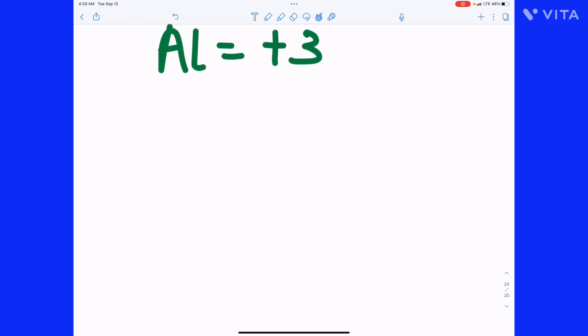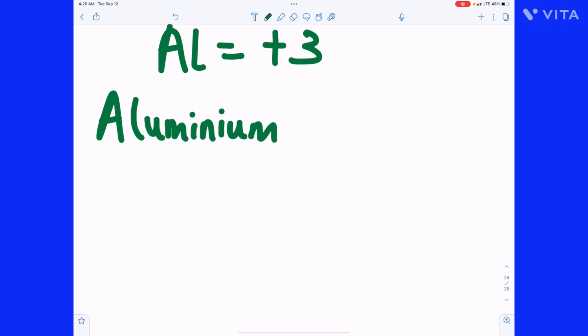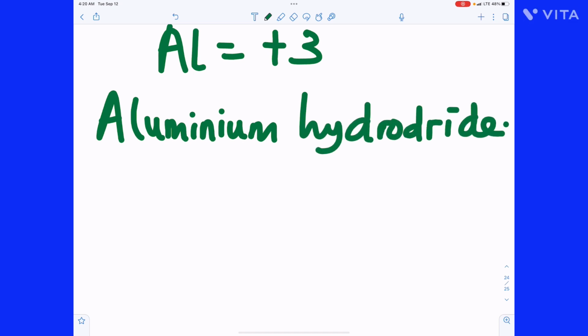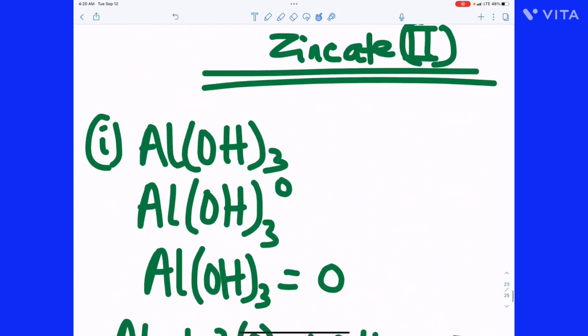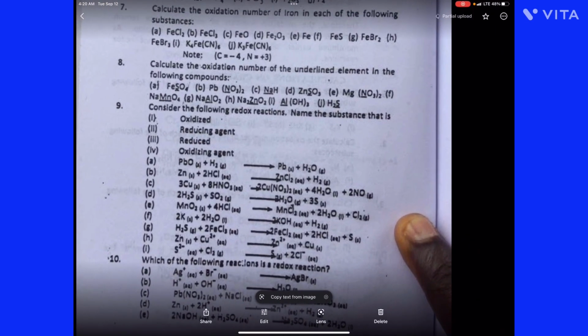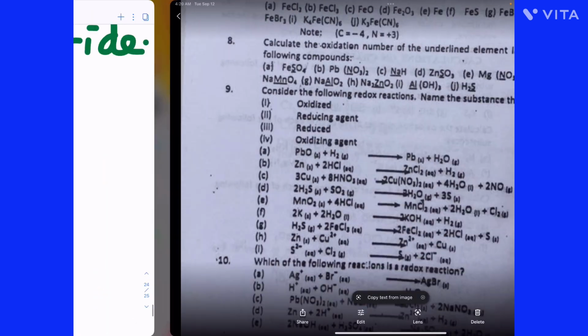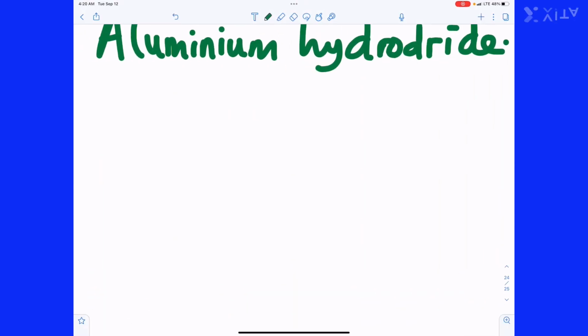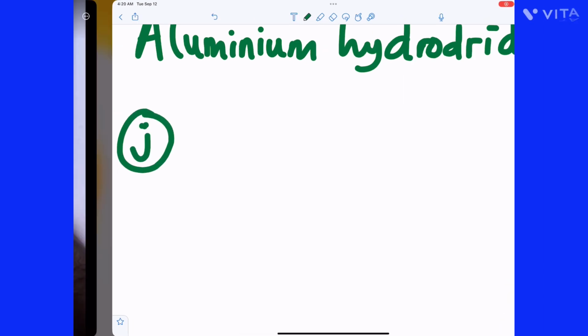We call this compound aluminium hydroxide. We don't put the 3. We simply call the compound aluminium hydroxide. That was question 8I. Let's now do question 8J. I've been writing 8, so let me just write J.